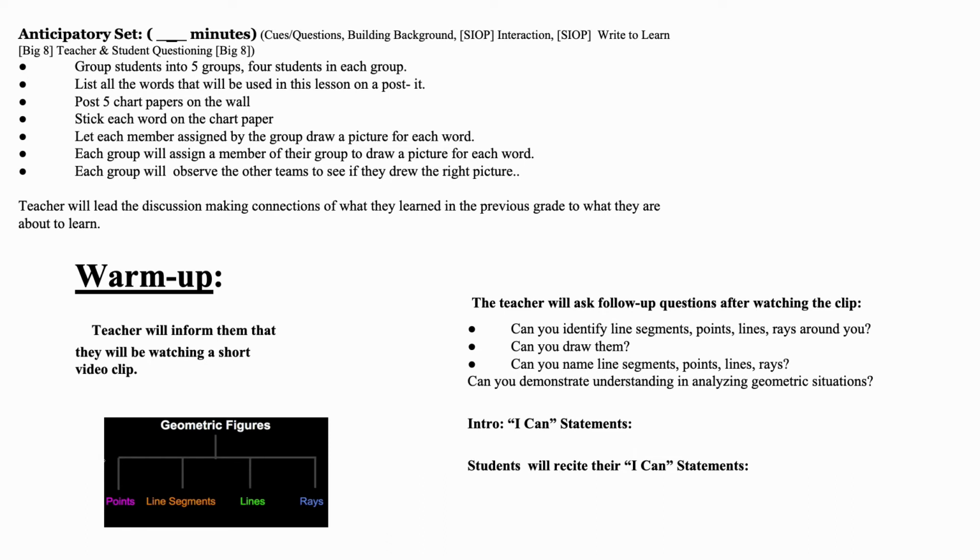For the anticipatory set, the teacher will group students into 5 groups of 4 students in each group. List all the words that will be used in this lesson on a post-it. Post 5 chart papers on the wall. Stick each word on the chart paper. Each group will assign a member of their group to draw a picture for each word. Each group will observe the other teams to see if they drew the picture right.